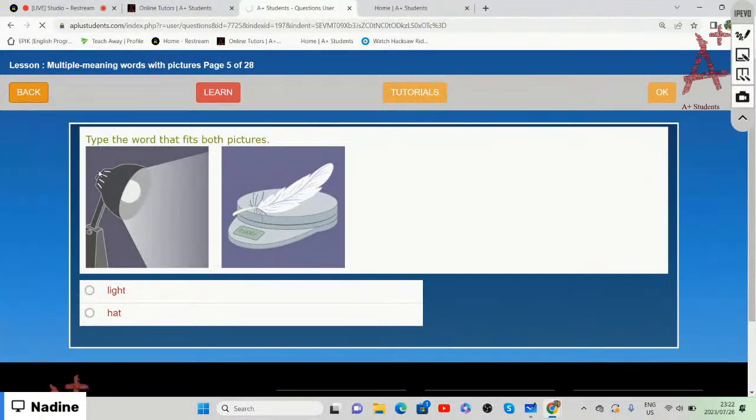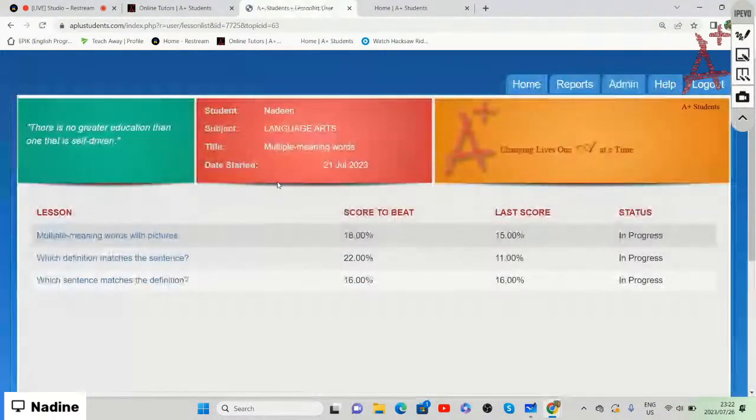All right, so now we're going back, and now we're going to go to the next one that says, which definition matches the sentence? So, which definition matches the sentence?